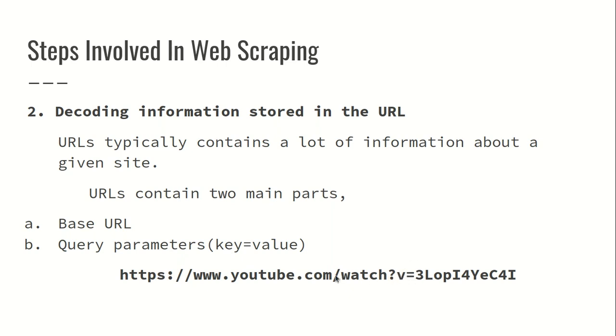So you can think of this as the base URL, and this right here is a query parameter. It's the V, I think the V stands for video, equals, and then the video-specific ID, right? So that's a query parameter that you can use.